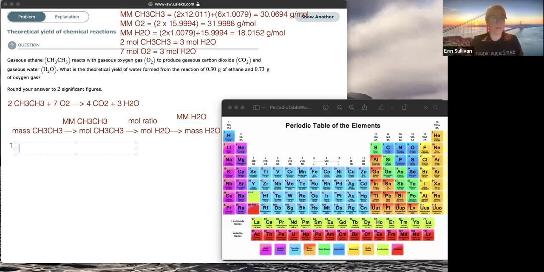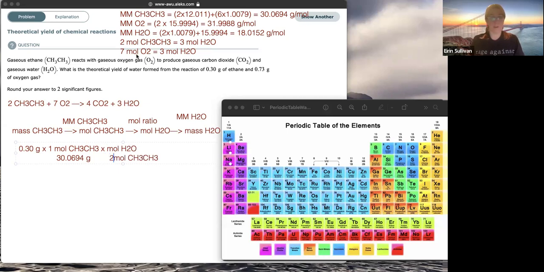The mass of ethane was 0.30 grams. So use the molar mass. Make sure you're including that it is 30.0694 grams for every 1 mole of ethane. So you can see the grams will cancel out, leaving me moles. And then we want moles of ethane to cancel out, so that's going to go on the bottom. You can leave off the coefficient for a second if you just want to make sure you get them the right way around: moles of ethane is going to go on the bottom and moles of water is going to go on the top, because it's the moles of ethane that you're going to want to cancel out.